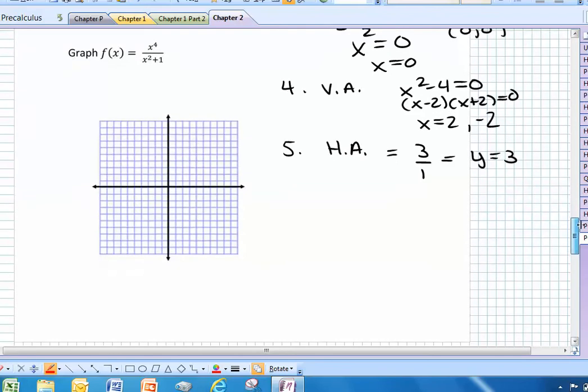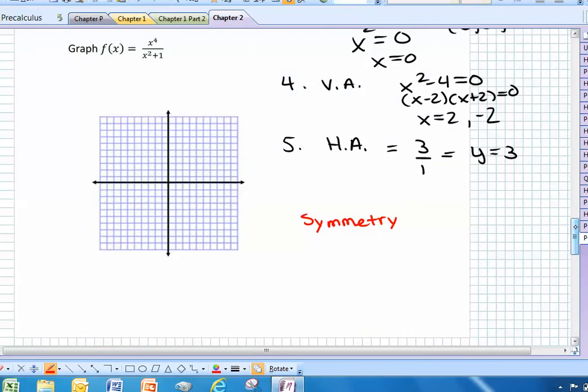All right, let's try the next one. X to the 4th over x squared plus 1. Well, notice if we do symmetry, actually, why don't you try this one on your own, and then I'll come back and show you.